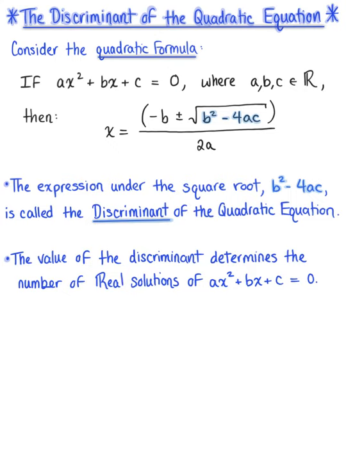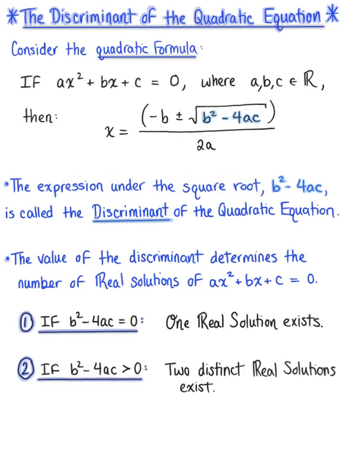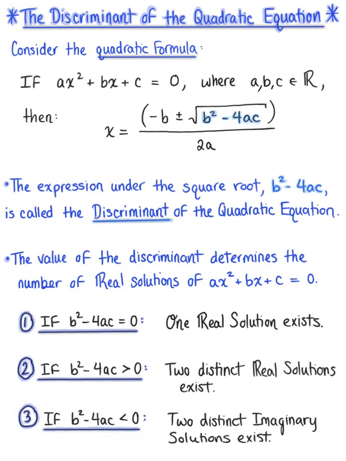The following three cases help us to determine what type of solutions a quadratic equation will have. So case number 1, if the discriminant is equal to 0, then one real solution exists. Case number 2, if the discriminant is greater than 0, so if it is positive, then two distinct real solutions exist. And case number 3, if the discriminant is less than 0, so if the discriminant is negative, then two distinct imaginary solutions exist. In other words, no real solutions exist.